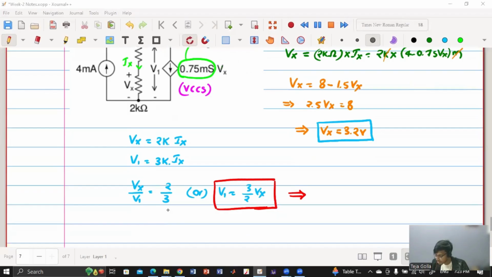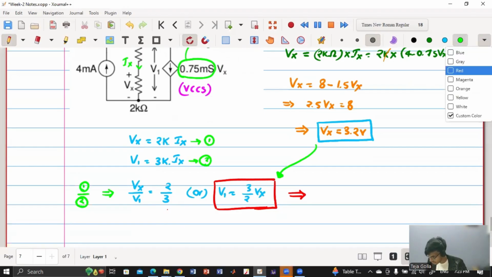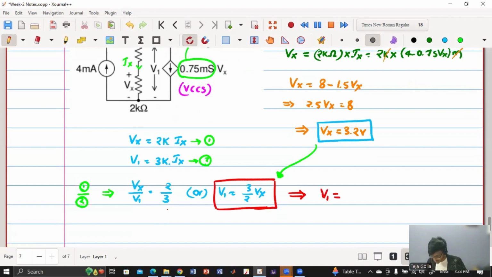Yes. So this is equation 1. This is equation 2. So basically what I have done is equation 1 by equation 2. So Vx by V1 on the LHS is equal to 2 by 3. So now I got V1 equal to 3 by 2 into Vx. So can you substitute this here and tell me what is the value of V1? Someone in the chat box.